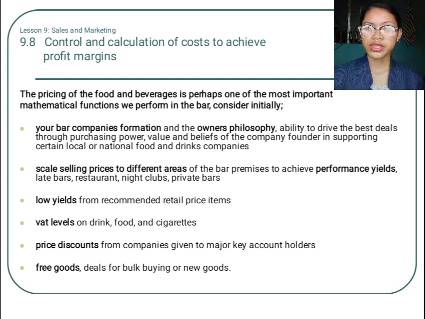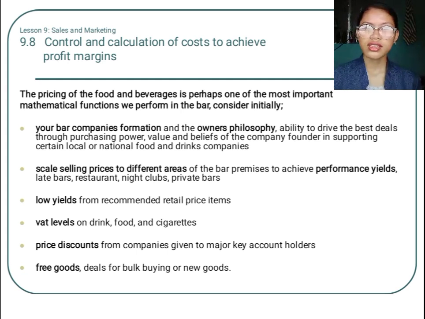So the pricing of the food and beverages is perhaps one of the most important mathematical functions we perform in the bar. Consider initially your bar company's formation and the owner's philosophy, the ability to drive the best deals through purchasing power, the value and beliefs of the company founder in supporting certain local or national food and drinks companies, the scale of selling prices to different areas of the bar premises to achieve performance yields, like bars, restaurant, nightclubs, private bars, then low yields.